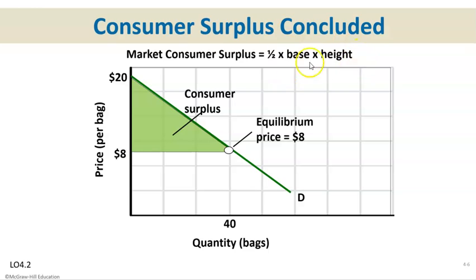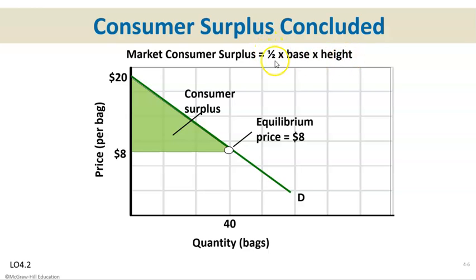This formula is very helpful when we want to calculate the market consumer surplus without having to calculate each individual buyer one at a time and then add them all up. So notice here we have 40 different people buying this product. If we did it the other way, we would have to calculate each of the 40 people's individual consumer surplus and add them all together. Instead, since we have our demand curve, we can just use this formula right here.